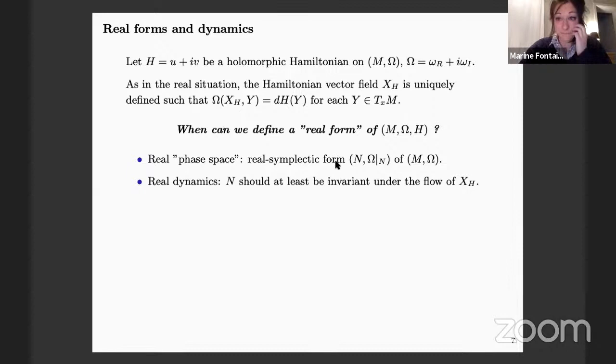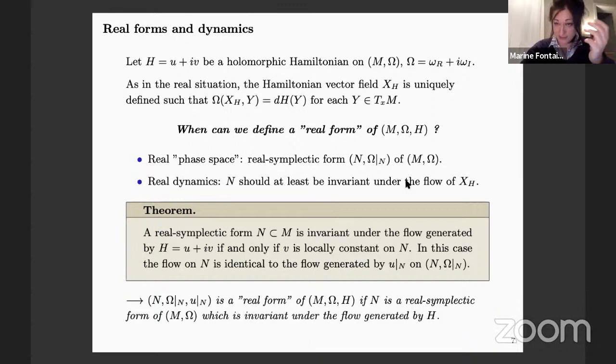So on the real form, it means that the flow of the Hamiltonian vector field is the same as the flow generated by its real part, only on that real form. And it's a reasonable assumption to have. And we can show that this happens if the imaginary part of the Hamiltonian is locally constant on N. So in particular, the Hamiltonian doesn't have to be purely real. And so the real form will be this symplectic real form and the restriction of the real part of the Hamiltonian to N.